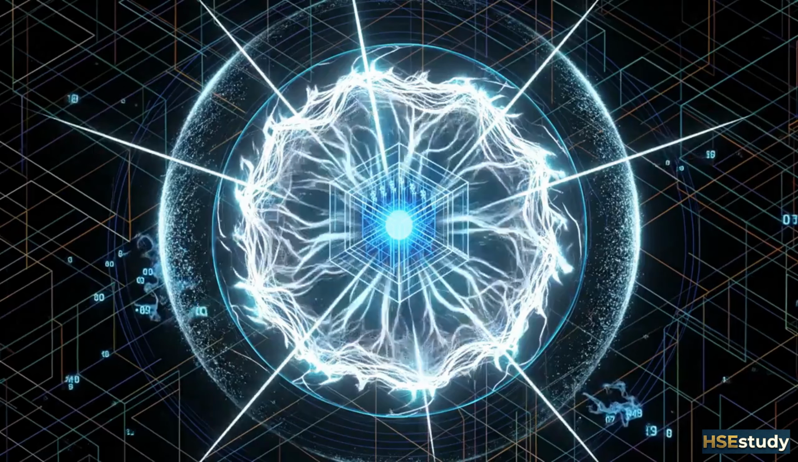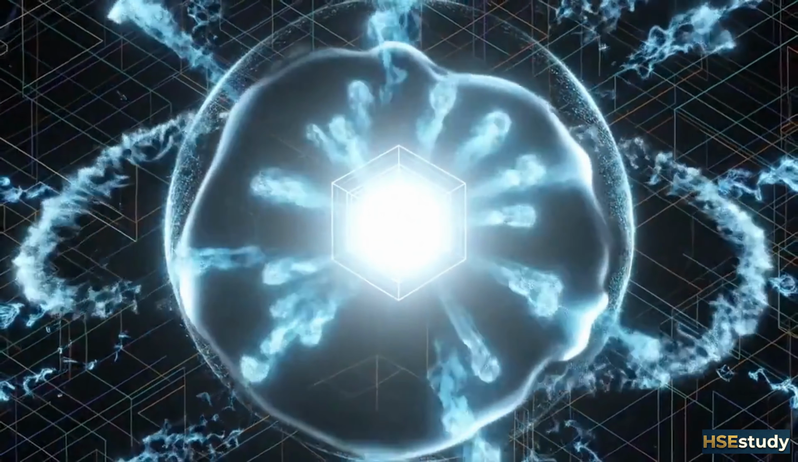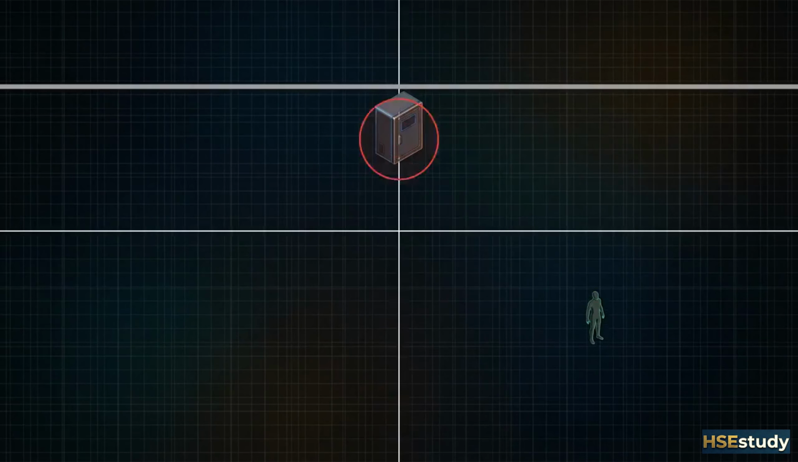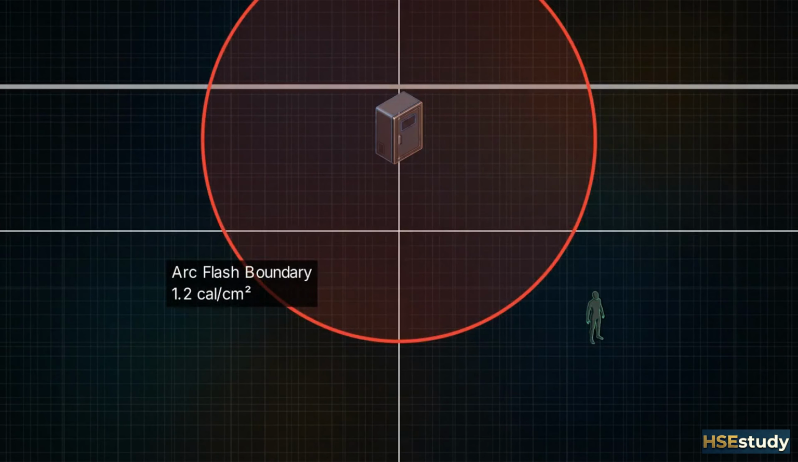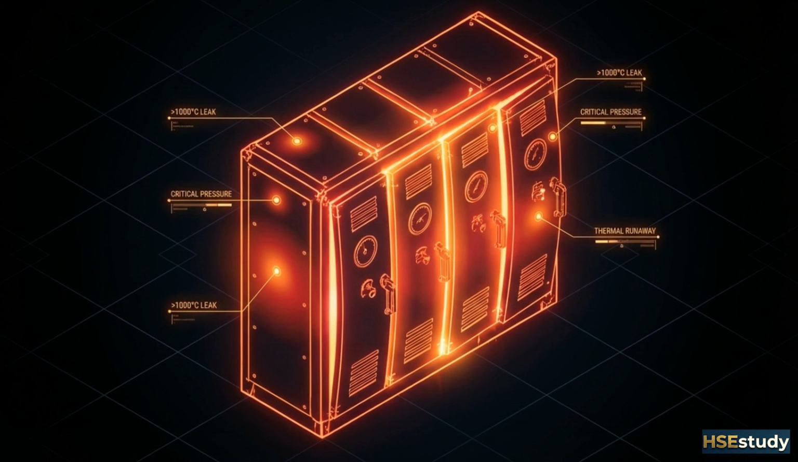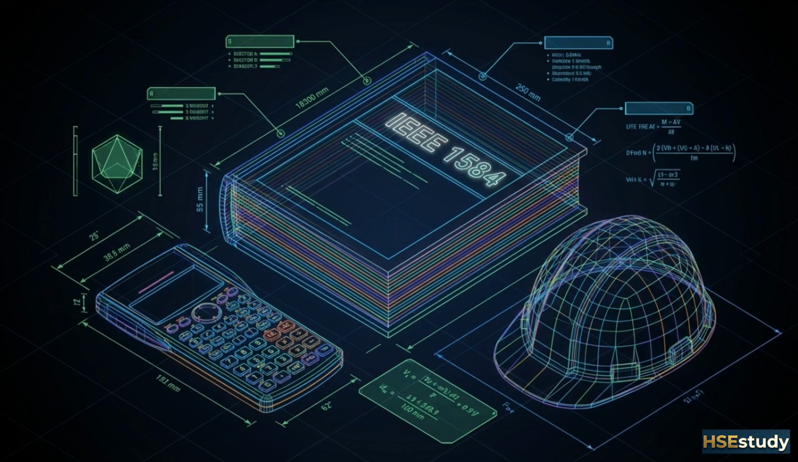A delayed breaker trip allows the plasma cloud to burn longer, increasing the thermal radiation and pressure wave hitting anyone standing nearby. This incident energy calculation dictates the arc flash boundary. The arc flash boundary is the physical distance from equipment where incident energy drops to 1.2 calories per square centimeter, the threshold for second-degree burns. Lower current often translates to a longer, more lethal plasma burn because the slower reaction time of the safety devices allows energy to accumulate. Because incident energy is dictated by so many variables, engineers rely on the mathematical models provided by the IEEE 1584 standard.